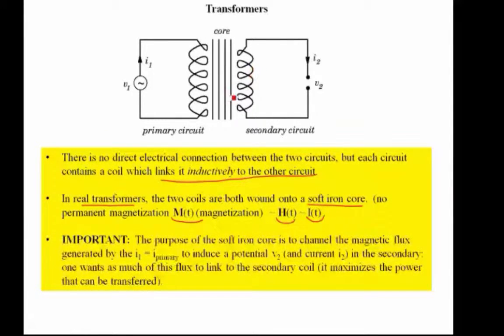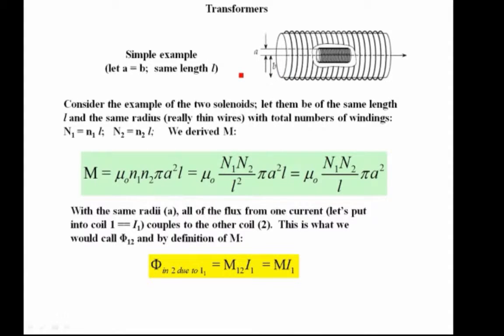The purpose of this core is to channel the magnetic flux generated by this primary circuit over to the secondary circuit. The core helps you link these two together efficiently. And if you want the maximum power transfer, the minimum losses, you want these two coupled very, very strongly. Well, we're going to take a simple example.